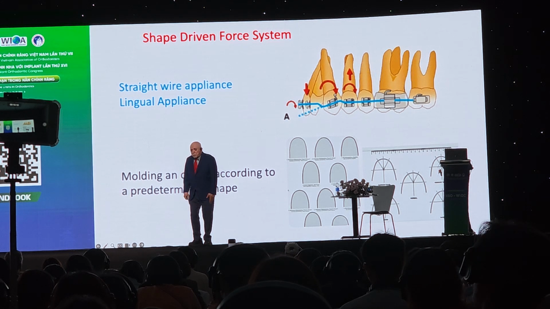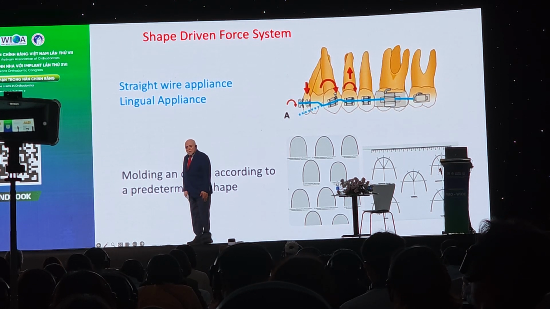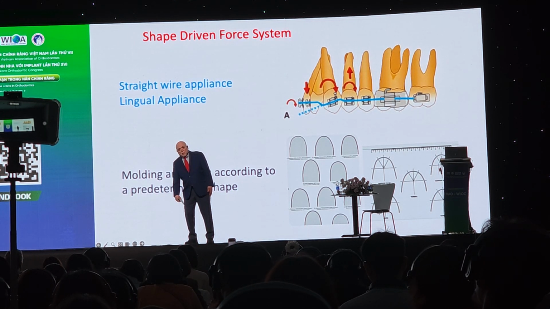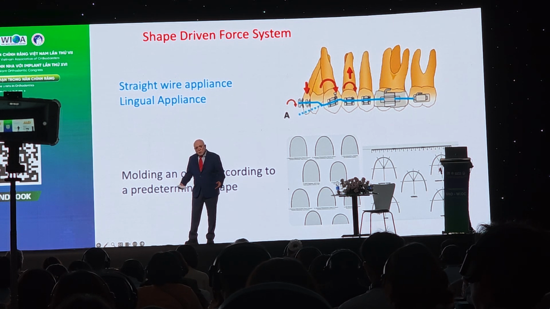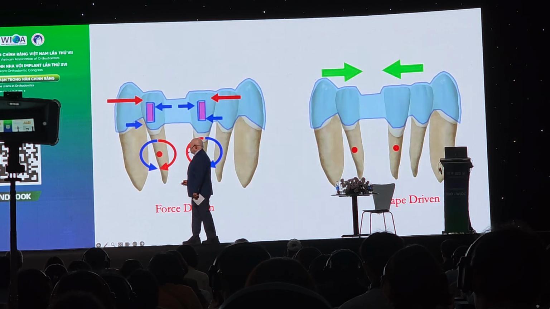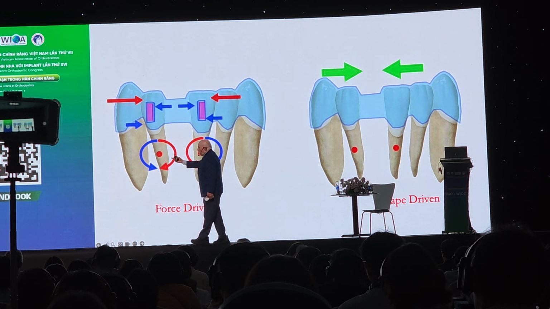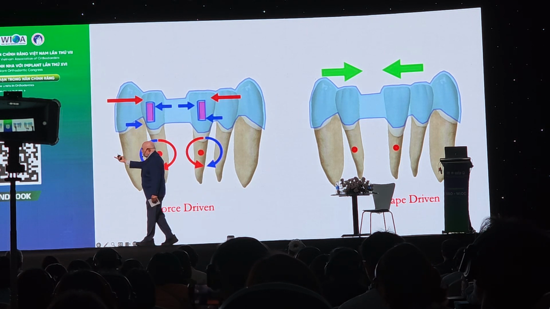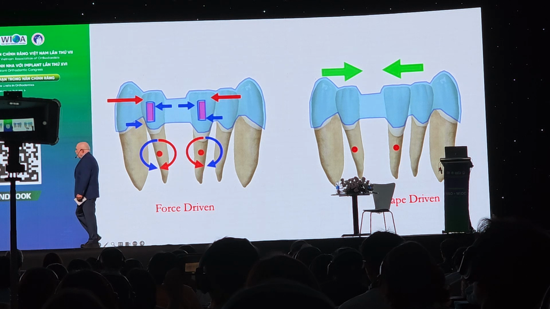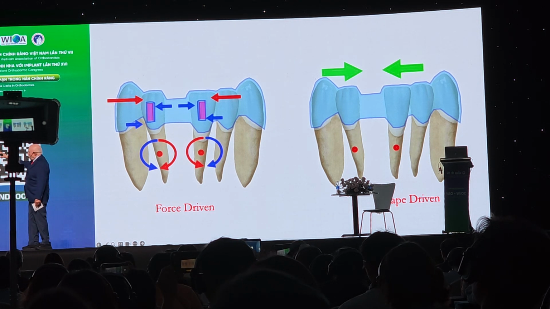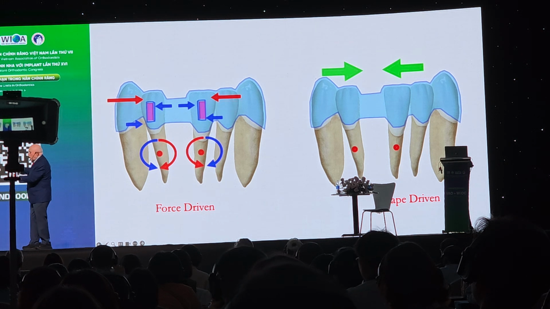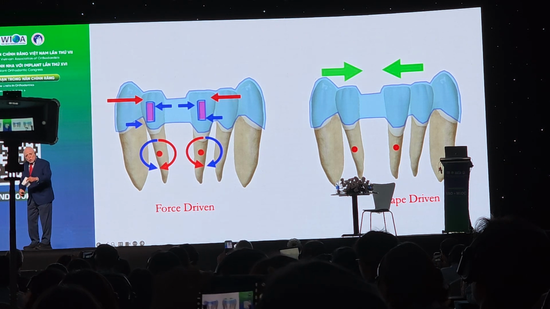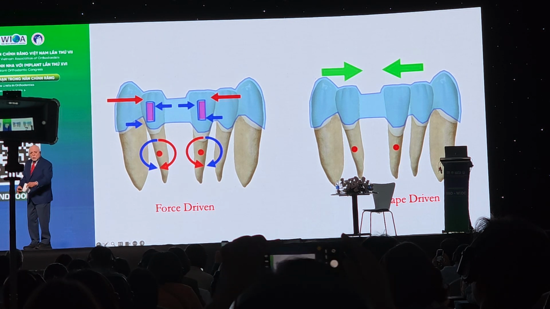So you pick me up, you put me on this side. You apply a force system, and next time I have to apply a force somewhere else. Totally different system. If I want to close the space, force driven, I have to apply force, and then apply opposite force to create the opposite moment, so that the roots are going to move and the crowns are going to move.